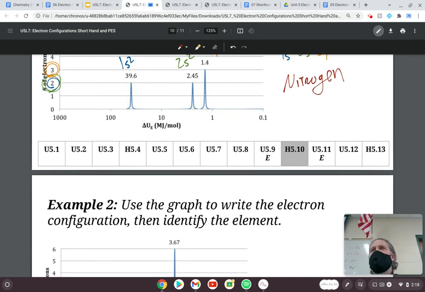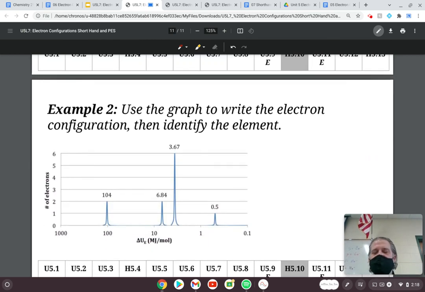So what I want you to do is try to figure out the identity of the element in this graph.